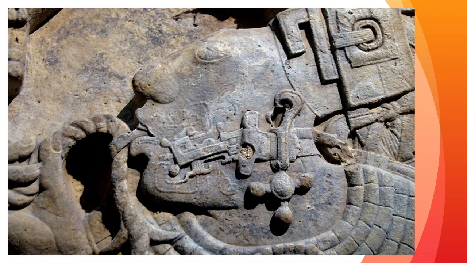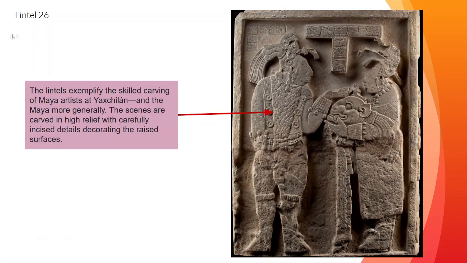Here's a close-up of her tongue going through that thorned cord from the previous lintel. And then our other lintel here, lintel 26, where this one's a lot more simple compared to the other two. I'm not even sure if College Board includes this one, but I like to show it just because it has a lot of detail on Shield Jaguar here.